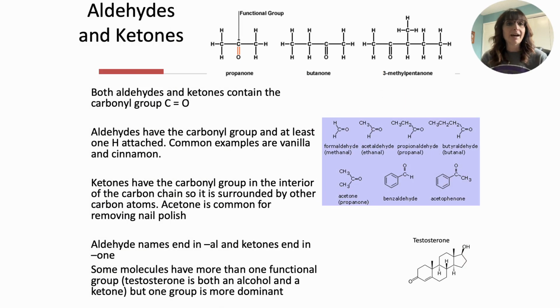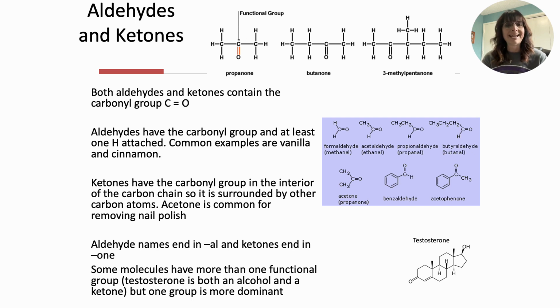So let's look at aldehydes and ketones. Both contain the carbonyl group, C double bonded to an O. And if you look at any of those molecules, you see that C double bonded to an O. Aldehydes have the carbonyl group and at least one H attached. Common examples would be vanilla and cinnamon. Ketones, though, they have the carbonyl group in the interior of the carbon atom so that it's surrounded by other atoms. Acetone is a really good example of a ketone. We use that to remove nail polish.